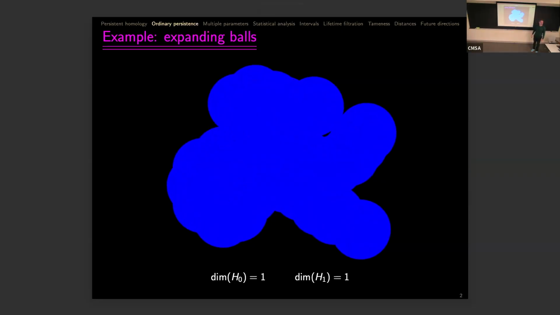Then you keep going and it's just going to disappear and that'll be it, right? Well, no. There's this one that showed up. It was born and then it died and there you go. So we've filtered our topological space.